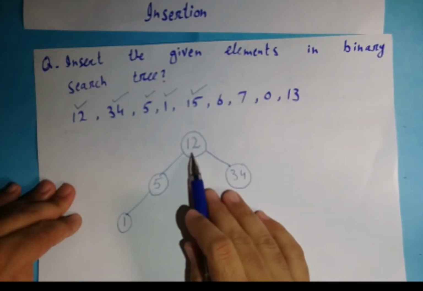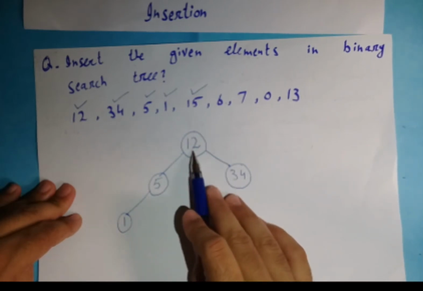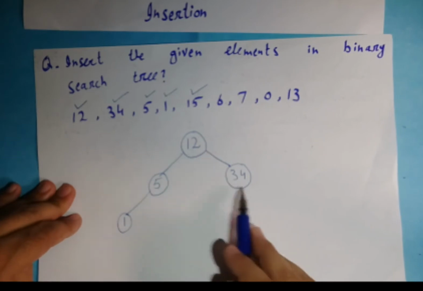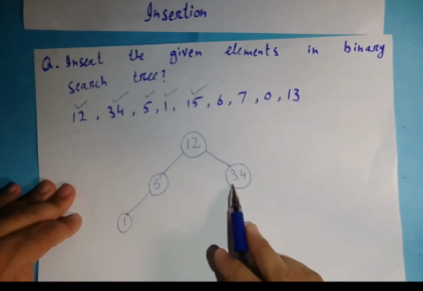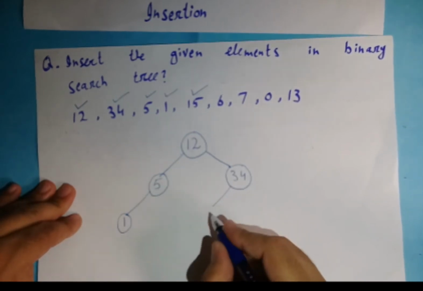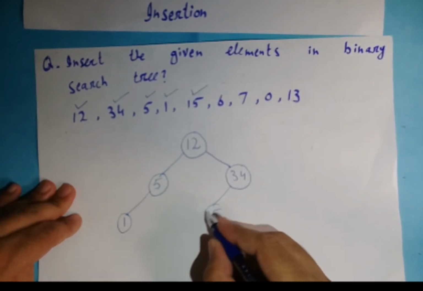Now again going back to the given elements, after 1 the element comes 15. Now I know 15 is greater than 12. So firstly I'm gonna go on the right hand side. Now I know that 15 is less than 34. So here I will go on the left hand side. So here I write down 15.